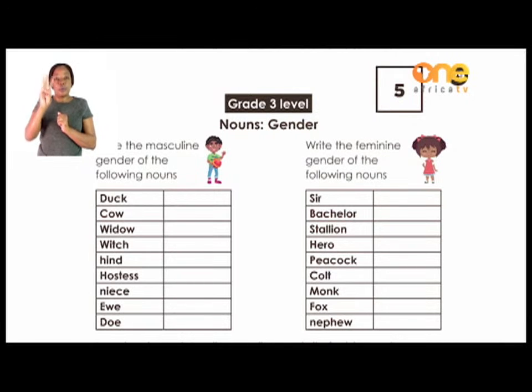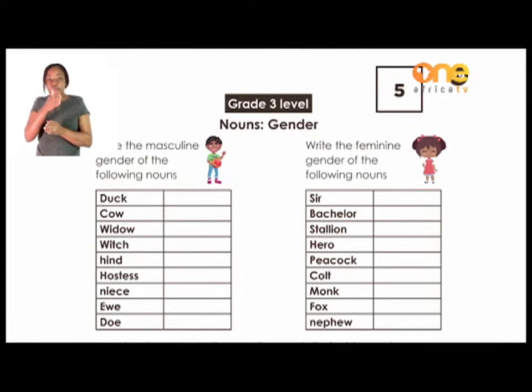So I also want you to finish up the others. A witch, a hind, hostess, niece, and a doll. Can you please find for me the boy side and finish out? How do we call this side of the gender?